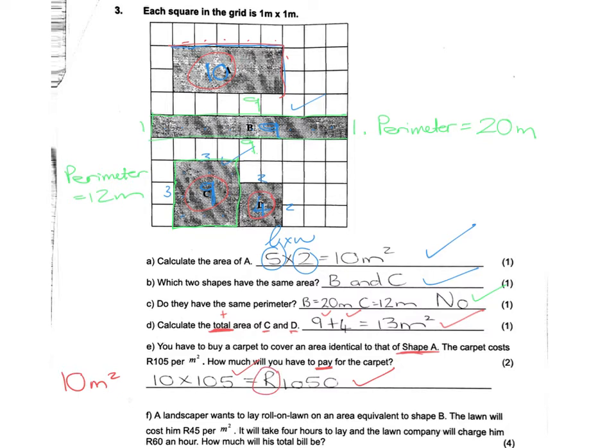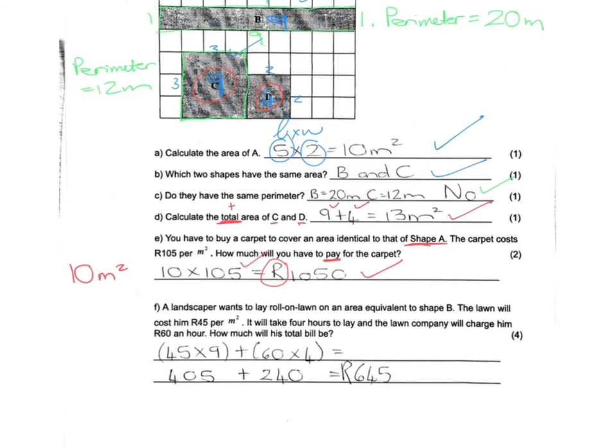Here or there, some of you were thinking, okay, I'm working with area, so I need to make it meters squared. I'm asking you for the price, so some of you lost a mark there for not saying rands but saying meters squared. That means you're a little confused. We're talking about money in that case.